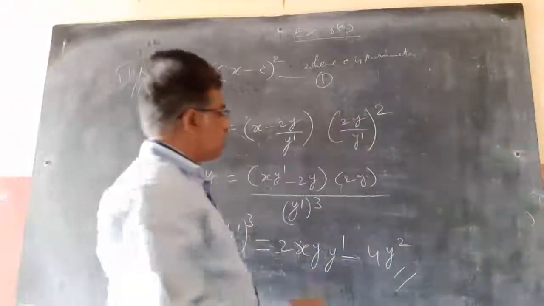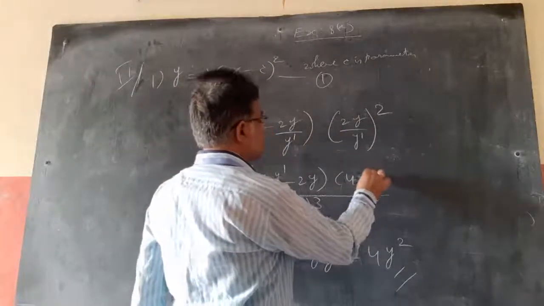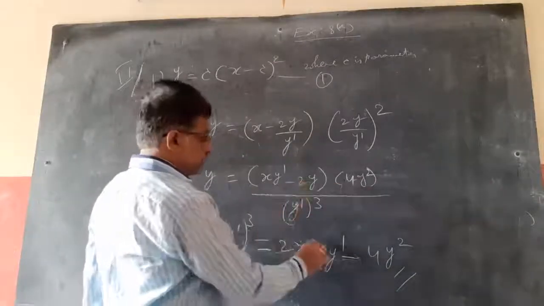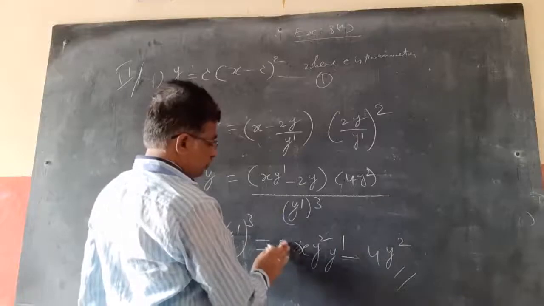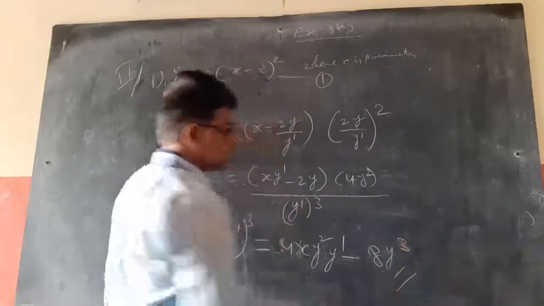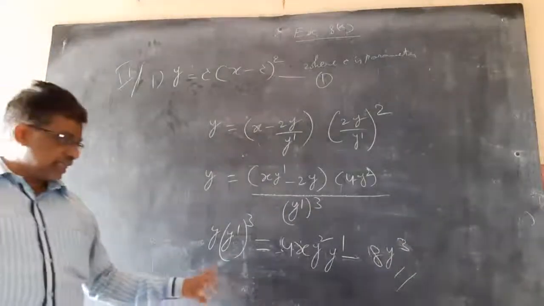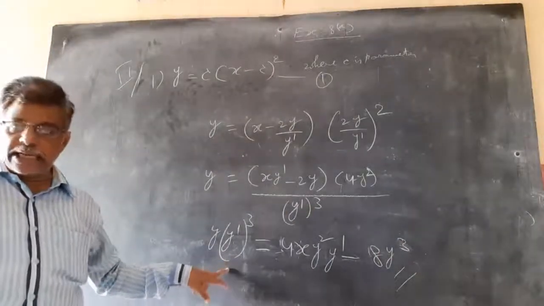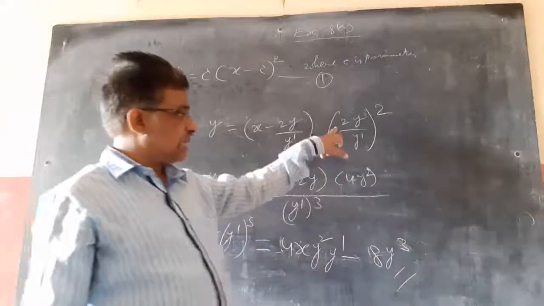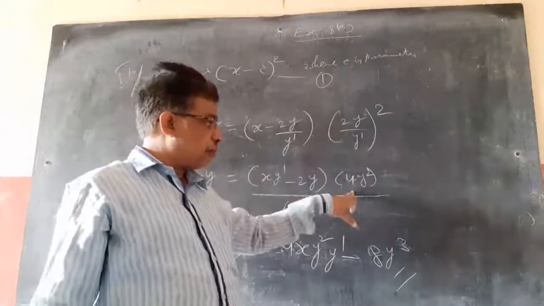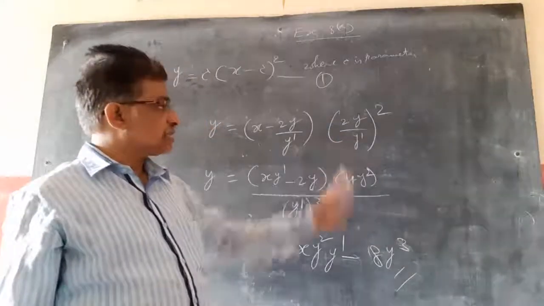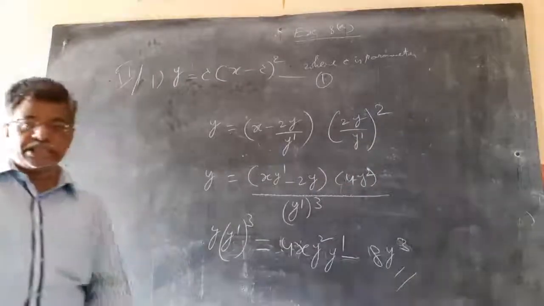This is 2y whole square, so it becomes 4y square. That doesn't matter, it does not affect the equation. So it becomes 4xy square, and this is 8y cube. The equation doesn't change. Order is 1 only, degree is 3 only. It doesn't change the order and degree. Just a small mistake: instead of 2 square as 4, I wrote only 2y square, so that is 4y square actually. That's it, a small change.